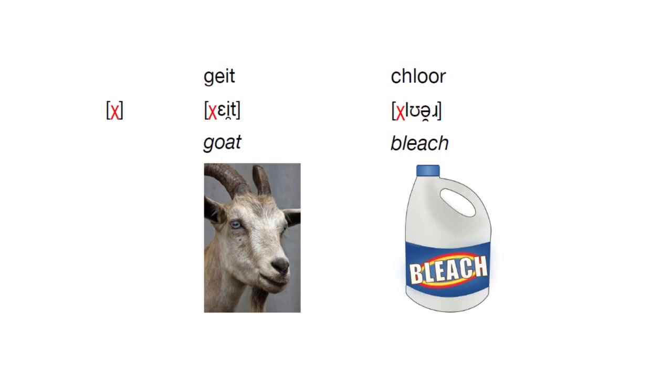This one looks like a capital X, but it's a few millimeters lower than it should be. This one is ch, as in geit or chloor. It's made in the exact same spot as that Dutch R. Your tongue raises up all the way in the back, and as that space gets smaller and smaller between your tongue and your uvula, you'll get the sound. For many, this one tends to be a bit easier than the Dutch r sound. People seem to have an easier time kind of choking themselves with their tongue than gargling.